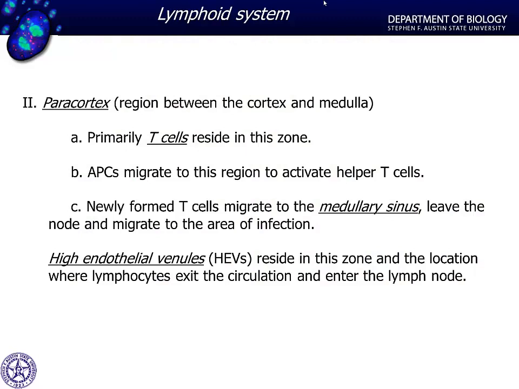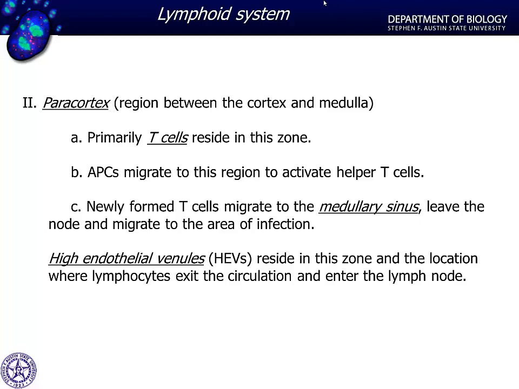All right, so in the cortex is where we find the lymph nodules. Now, as we move deeper, we get into this region, no man's land. It's not cortex. We don't have lymph nodules. It's not medulla. We don't have medullary cords. But it's in this paracortex that we primarily see the T cells. B cells were up in the nodules. Now we're seeing the T cells. We also have antigen-presenting cells in this region activating and combining with our helper T cells.